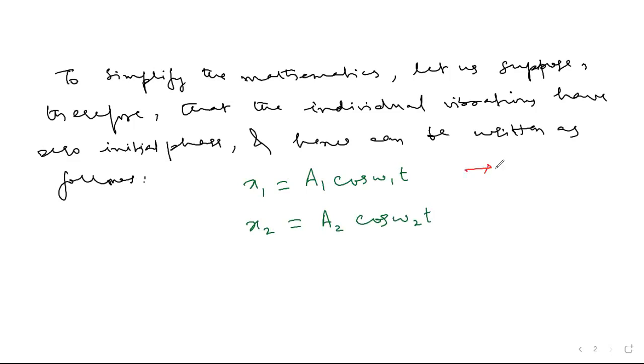So this is our first SHM. This is our second SHM. You can see amplitudes are different, frequencies are different, omega 1 and omega 2. And at t equal to 0, the phase of both the SHMs is 0. At t equal to 0, this angle will become 0. Omega 1t is 0, omega 2t is 0.